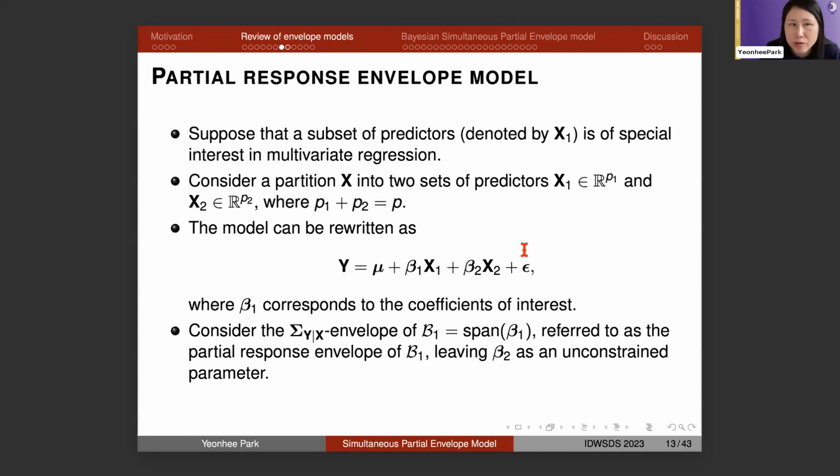In multivariate regression, we may have a subset of certain predictors we are interested in. We denote this by x1. So we can consider a partition of x into two sets of predictors, x1 and x2, and we can write down our model with this equation. So we want to apply the envelope idea to increase the efficiency gain for beta 1, and that is called the partial response envelope. So here we leave beta 2 as an unconstrained parameter.